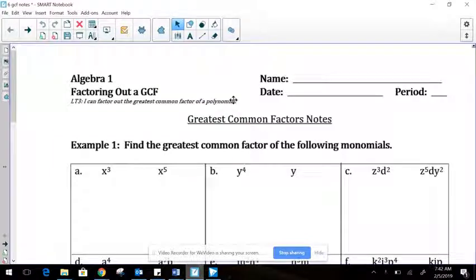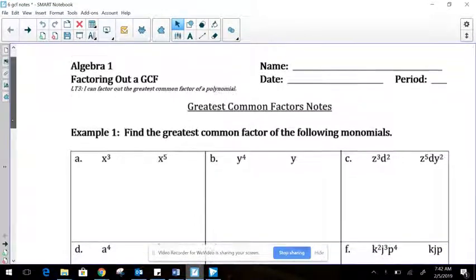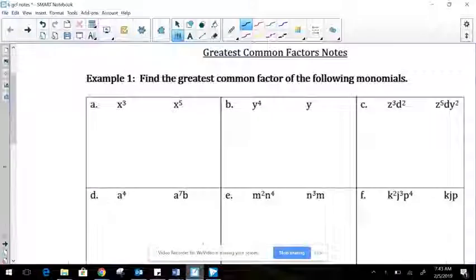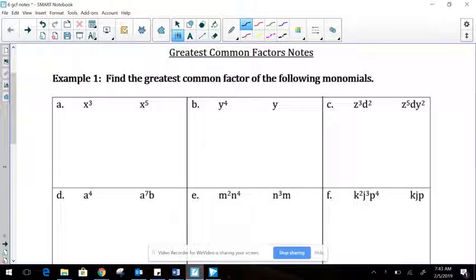Hi there. Today we are going to factor out a GCF from different polynomials. So a GCF, just a reminder, stands for greatest common factor. Before we really get into factoring out the GCF, let's talk about what that could be with these different terms, with letters instead of just numbers that you may have seen in your previous math classes.